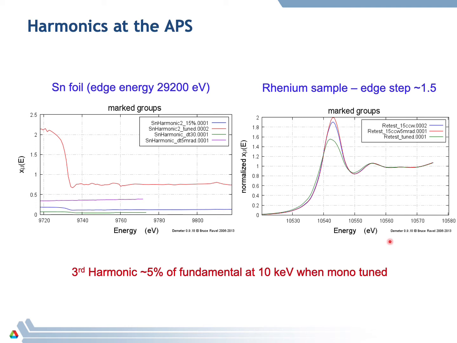Well, the thickness effect can be pretty significant. This shows a rhenium sample, which has a pretty strong white line, so it's kind of sensitive to the thickness effect. The edge step was about 1.5. This has been normalized here. So that means that in the peak here, the total absorption is more like 3. If we tune up the monochromator and use the harmonic rejection, we get the red curve. But if we tune up the monochromator so we have a lot of harmonics, you can see we get the green curve. So there's a lot of distortion in this white line.